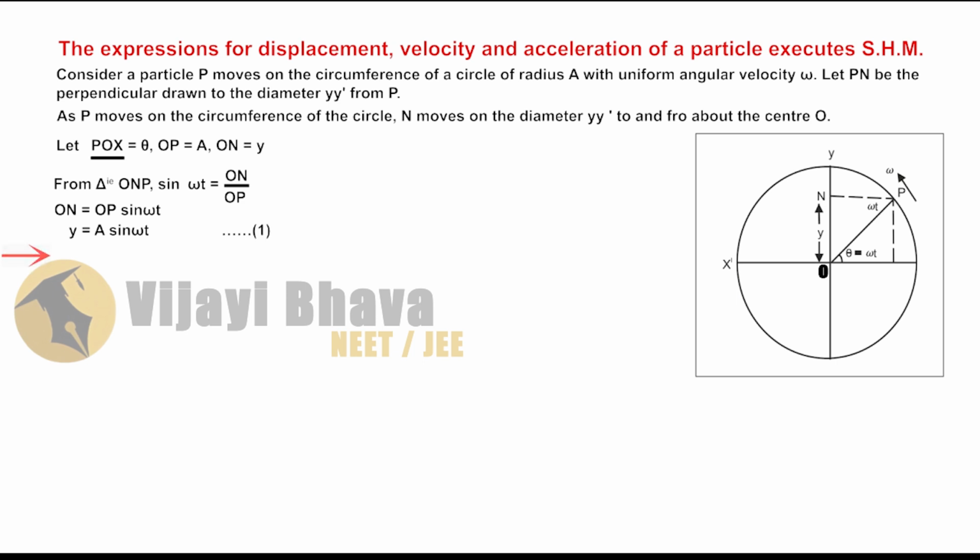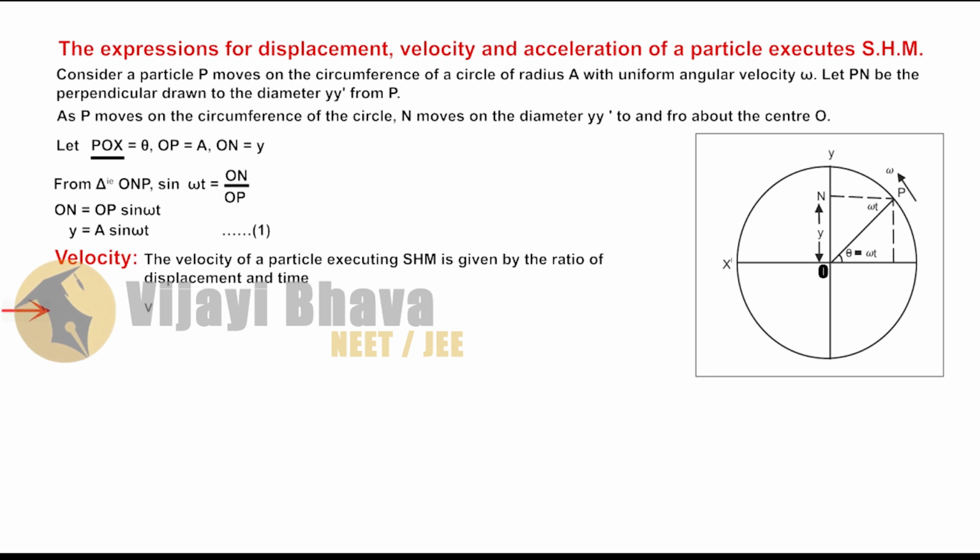Let us shift to the equation of velocity. The velocity of a particle in S.H.M is given by the ratio of displacement and time. Thus, v is equal to dy by dt. As we know y is equal to a sin omega t, the same can be taken as d of a sin omega t by dt. Otherwise, a omega cos omega t.